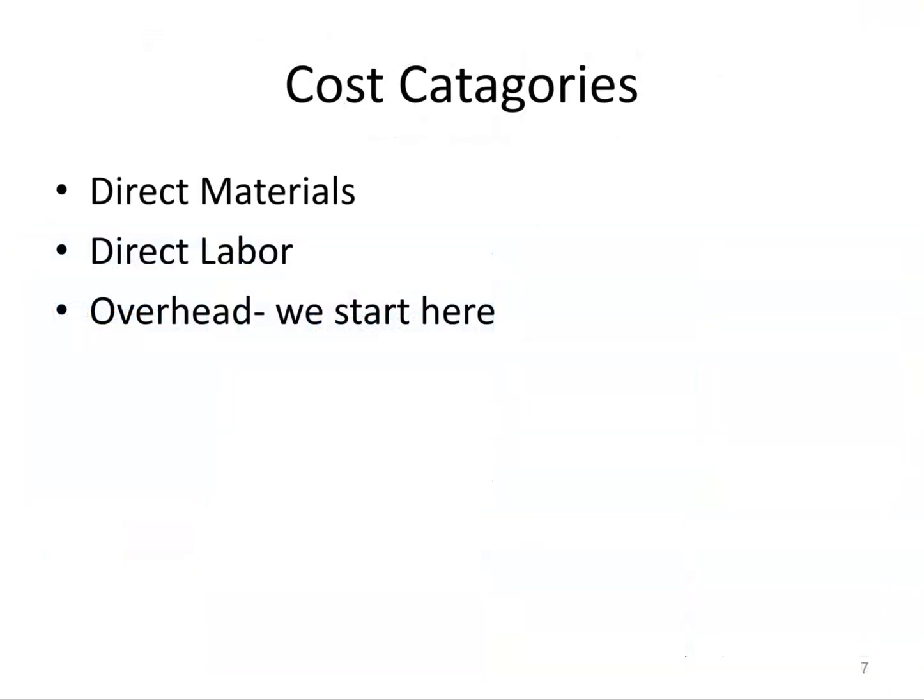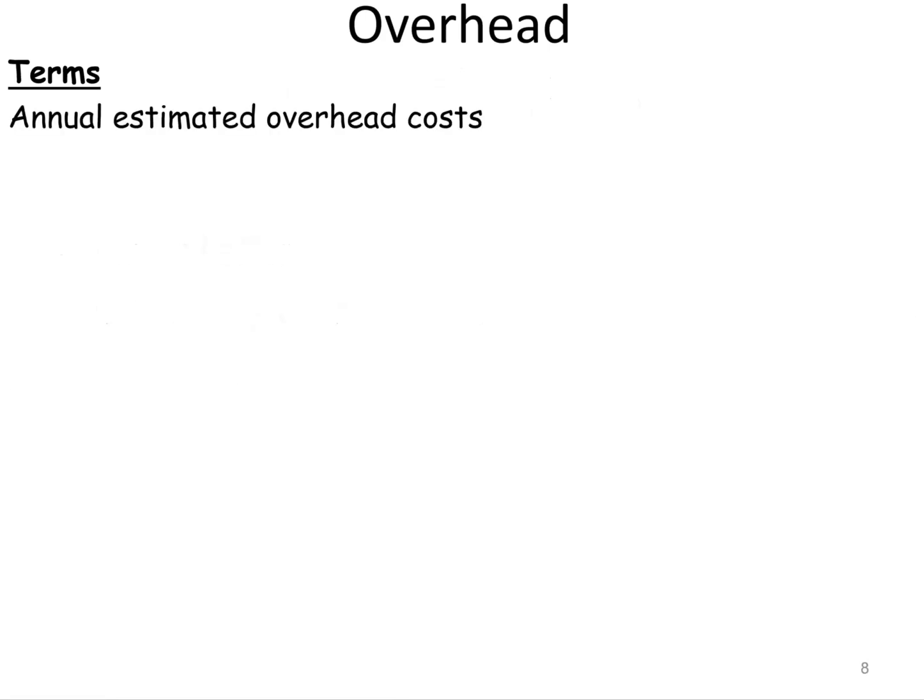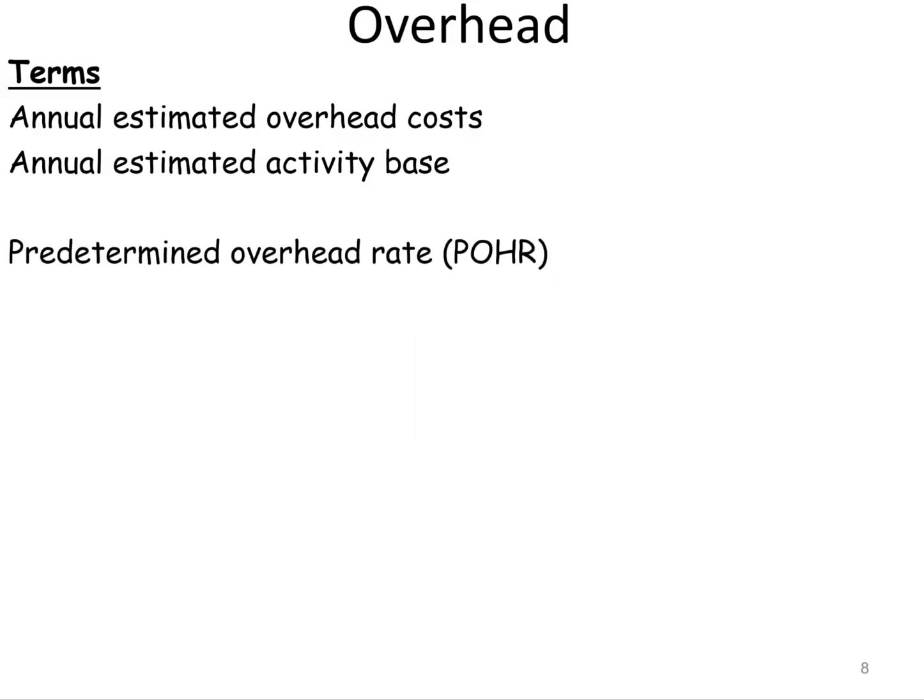Now, in this process, we're going to start in this particular part. We're going to cover just overhead. Now, overhead, the terms. We have what we call annual estimated overhead costs. This is an estimate. It's always done at the beginning of the year, along with an estimate of an activity base, or what we also call a cost driver. What makes the cost change? Then, based on that information, we come up with what we call a predetermined overhead rate.